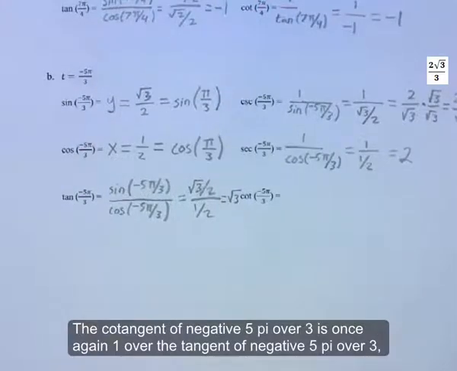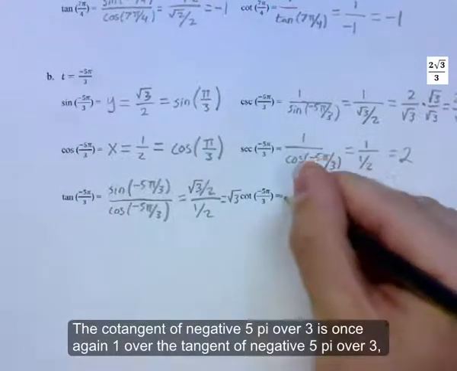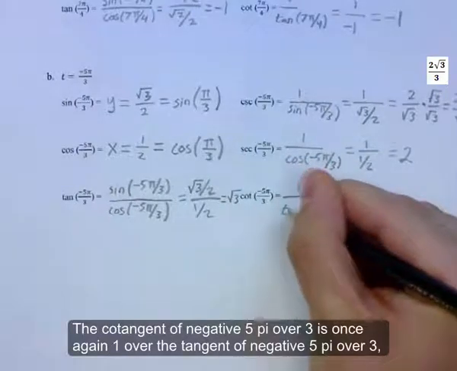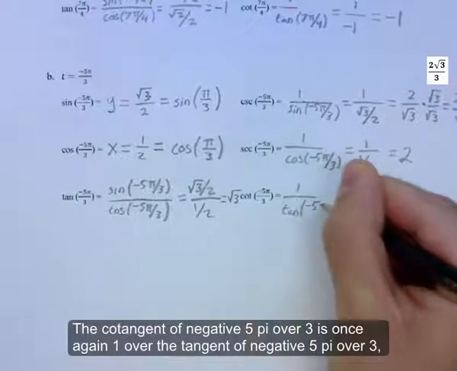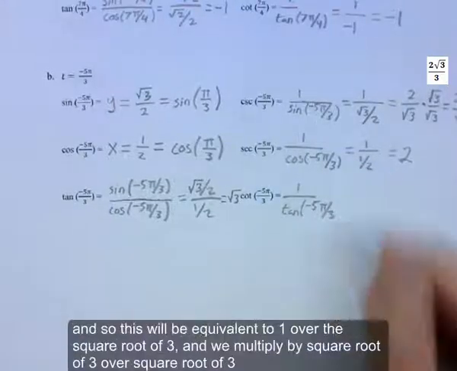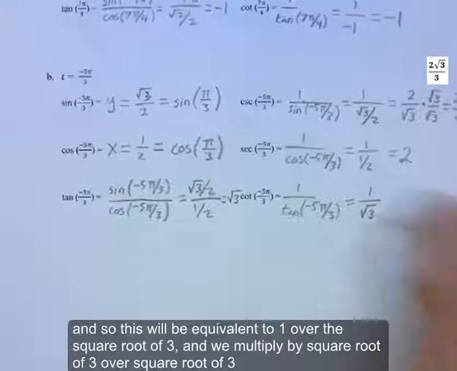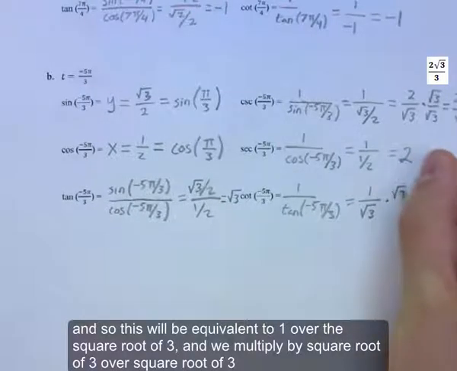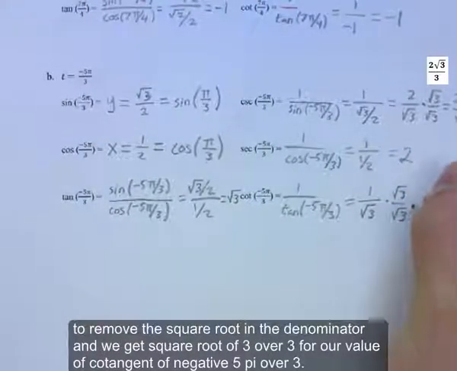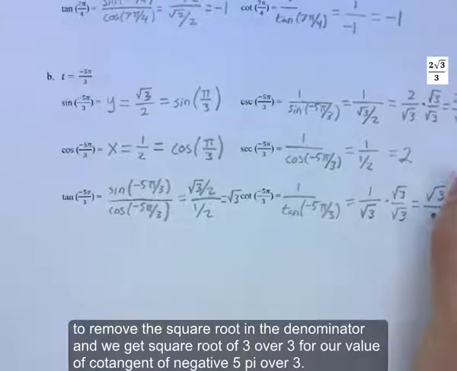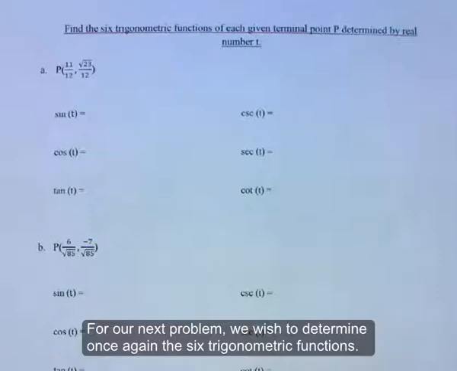The cotangent of negative 5 pi over 3 is once again 1 over the tangent of negative 5 pi over 3. And so this will be equivalent to 1 over the square root of 3. Then we multiply by square root of 3 over square root of 3 to remove the square root in the denominator, and we get square root of 3 over 3 for our value of cotangent of negative 5 pi over 3.